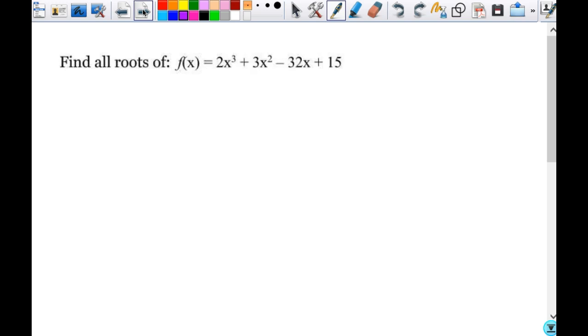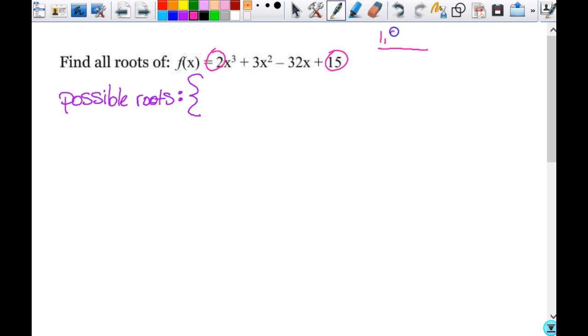So the first thing that we want to do is get a list of possible roots, right? Our possible roots, and remember they come from looking at this number and this number, and we're going to make a fraction out of it since we have values greater than 1 on both of them. My factors of 15 are 1, 3, 5, and 15, right? And then 2 is just 1 and 2.